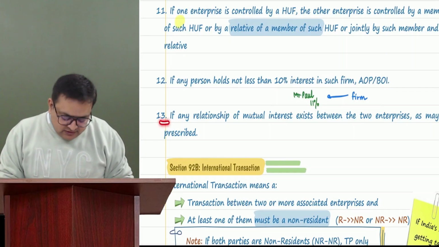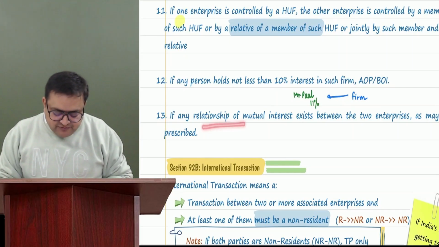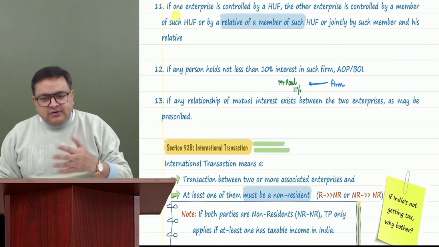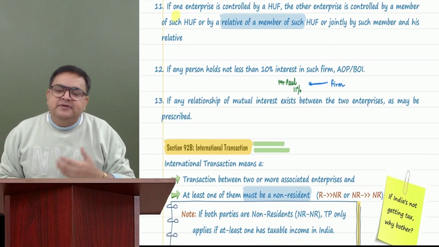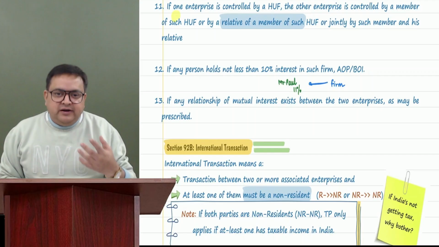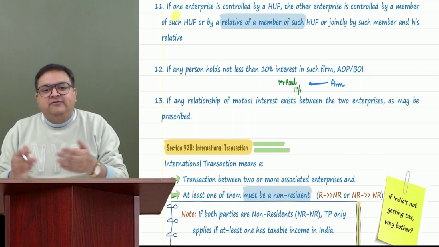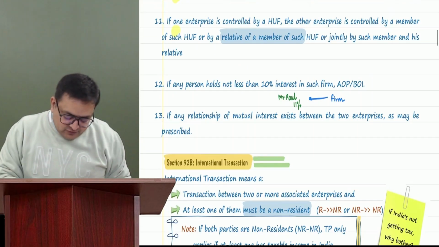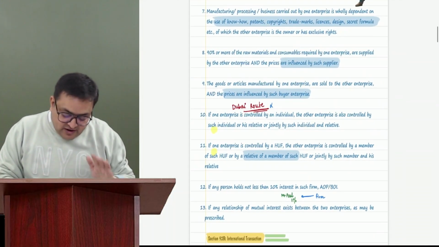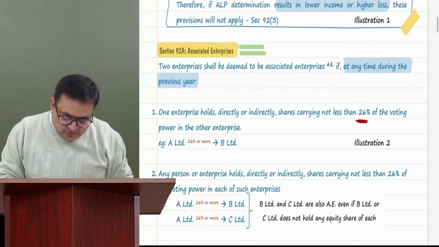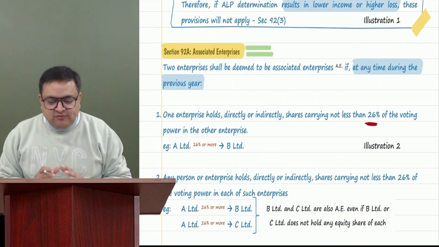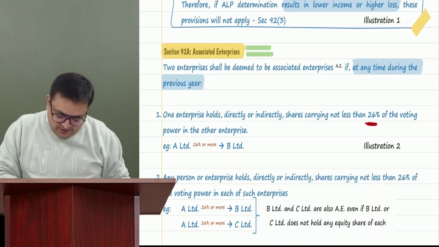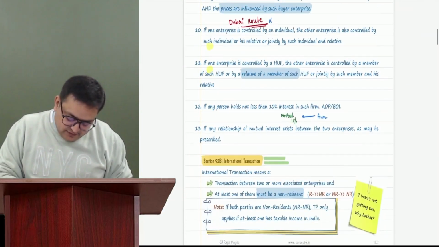Getting it? 13 is general. If any relationship of mutual interest exists between the two enterprises as may be prescribed. So the CBDT, central government, can prescribe some enterprises that if they find there is any mutual interest between them, they can also prescribe by rules. So 13 is general. I believe that you understood section 92A. 92A is quite a big section, and you should know what are associated enterprises. Okay.